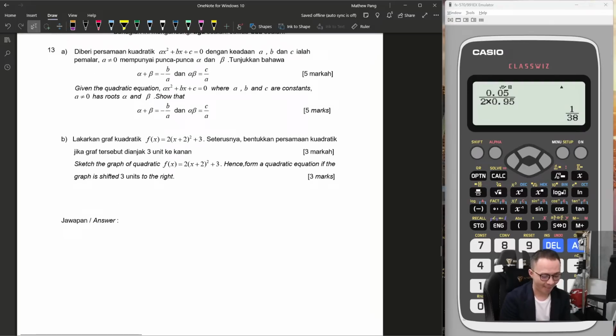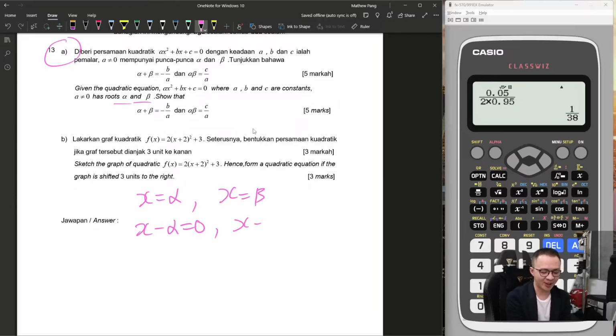13. This one I think I explained in some other state question, but let me explain again here. Since they say the roots given are alpha and beta, that means one x answer is alpha, another x answer is beta. So x minus alpha must equal 0 and x minus beta must equal 0. Then if I join both of the brackets here, I should be able to form one equation.